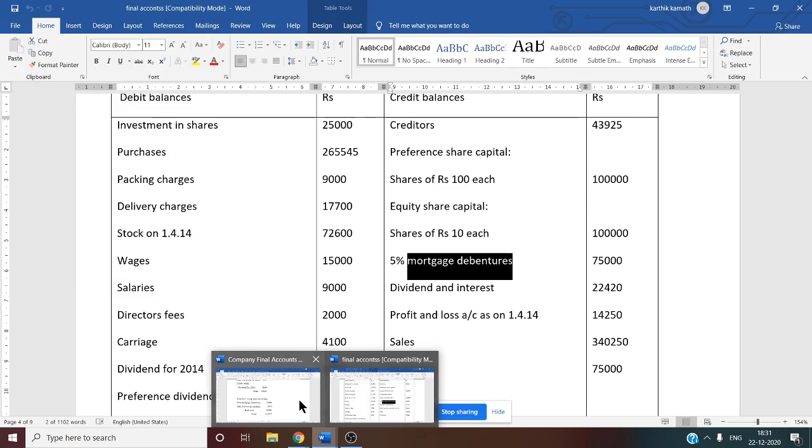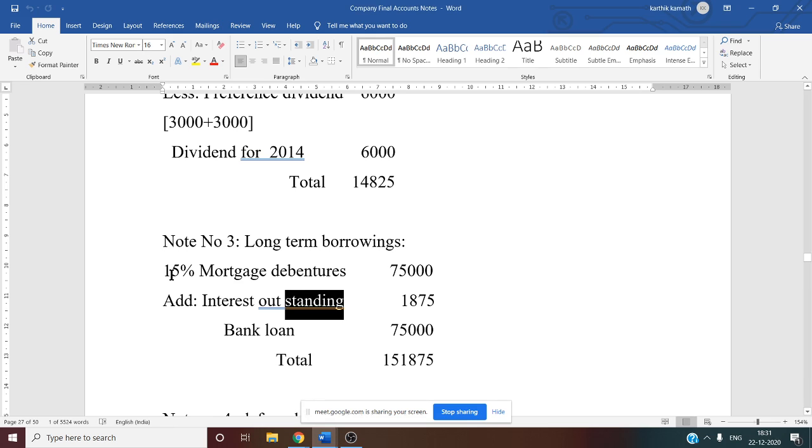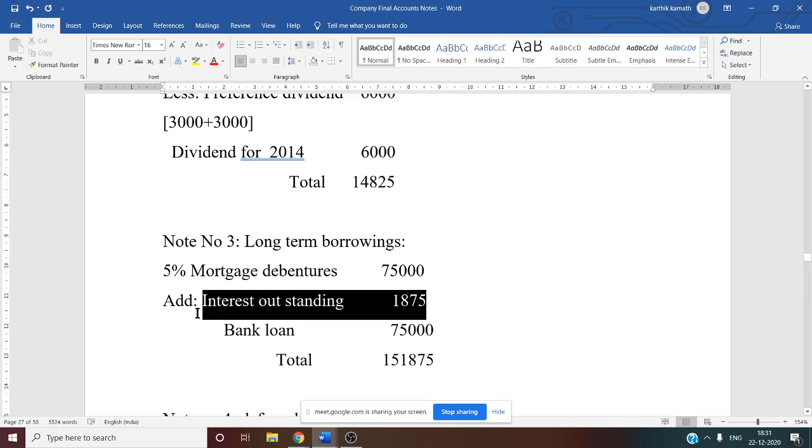So there is a correction in the solution. Here I have written 15%. It is not 15%, it is 5%. Typing error. So 5%, you have to make the correction. So the answer is the same. No changes in the answer. So if you see here, we have added outstanding interest, that is the remaining months' interest, October to March.